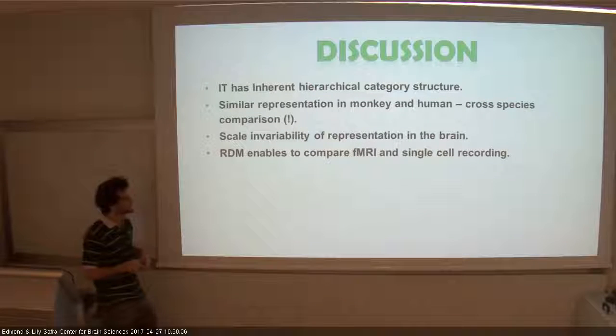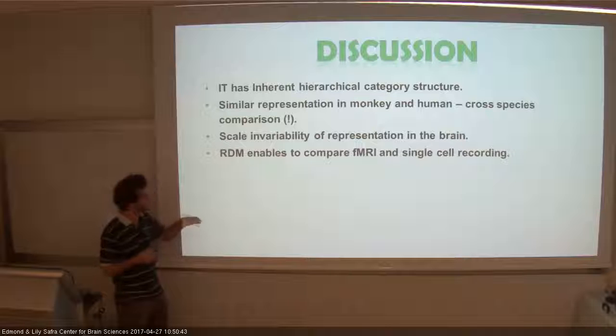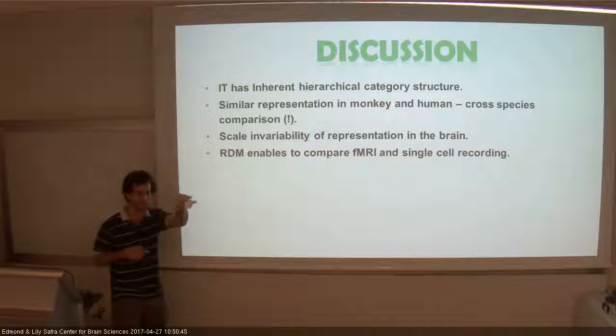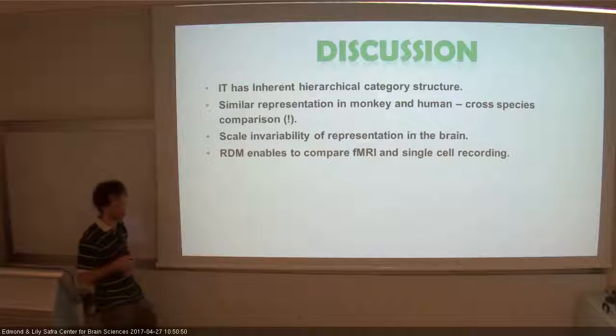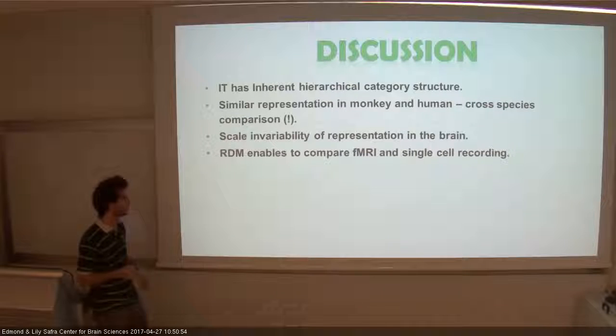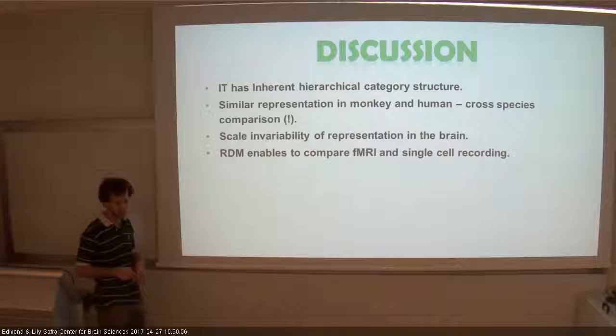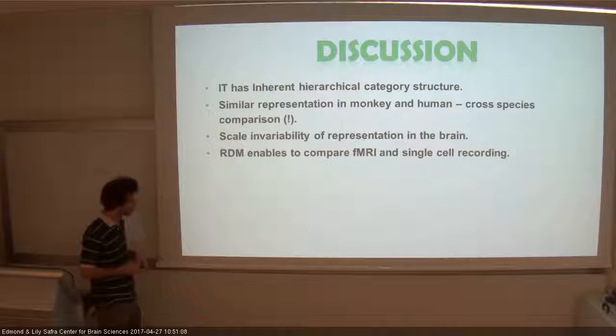So this method of the RDM is really suitable because it leaves out the specific locations of each neuron or each voxel, and it only compares the statistics. This way we could compare them, and they also compared it to computer simulation to see if it's dependent on low-level features and so on. And that's basically most of what we went over.